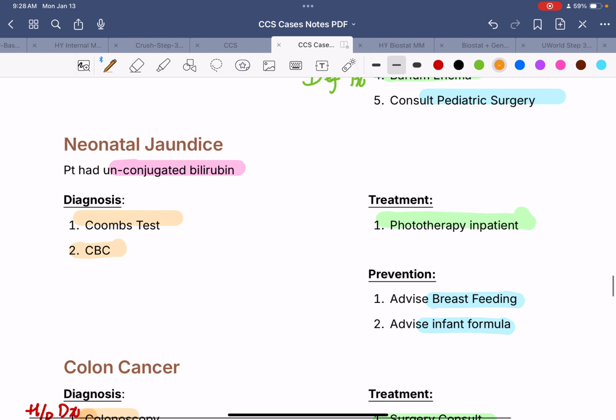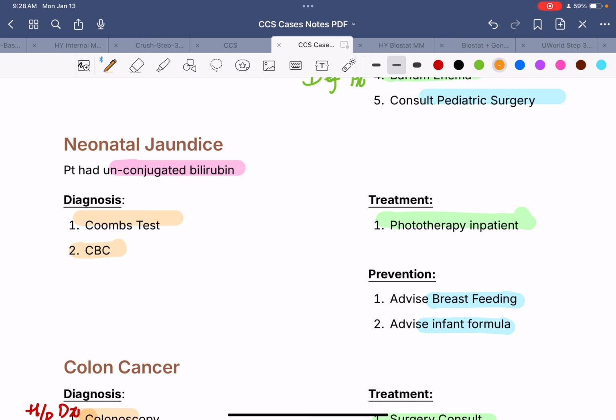Next up, we have neonatal jaundice, in which we have a neonate who has unconjugated hyperbilirubinemia. So first things first, you have to get, of course, the bilirubin levels. That's how you came to know that this is unconjugated hyperbilirubinemia, and get a CBC done, which will of course show low hemoglobin, and a Coombs test to see if there is some sort of hemolysis going on. And the treatment is of course supportive.